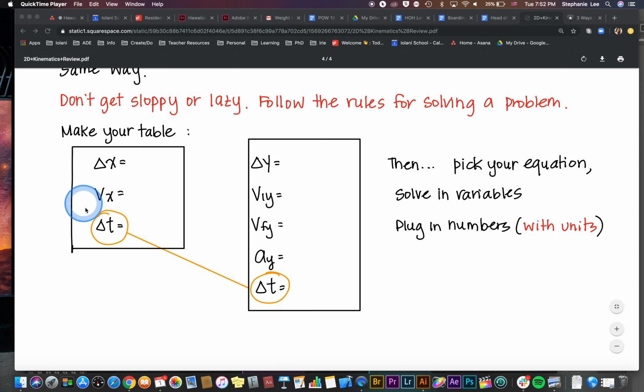And here's an image of your tables. Here's the delta x table. Here's the delta y table. And remember that t is the same.